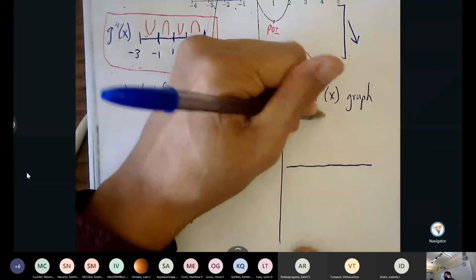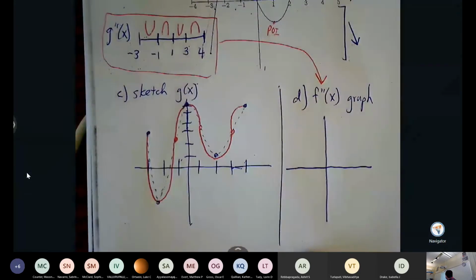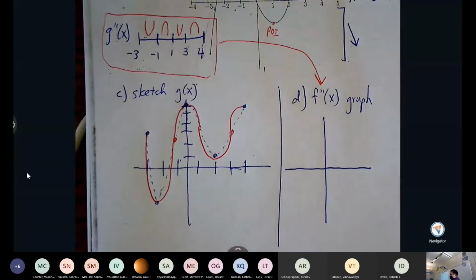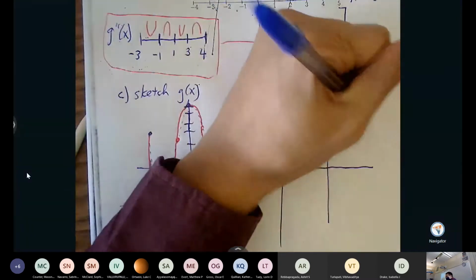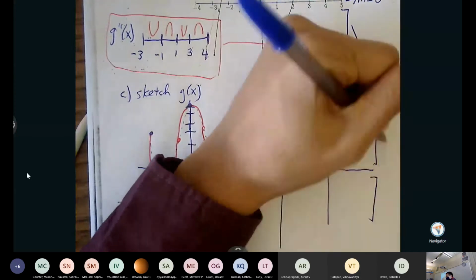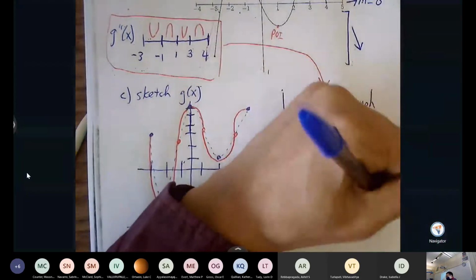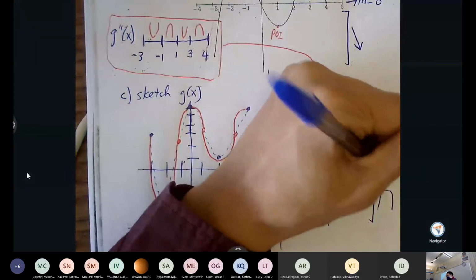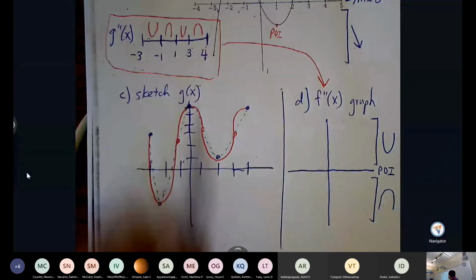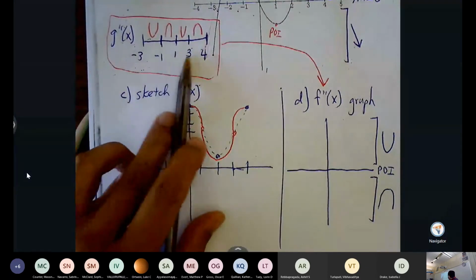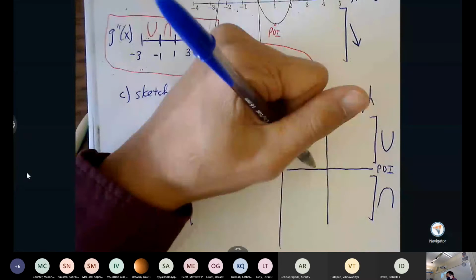Here's my coordinate plane. But the y-axis represents something else, right? It's not location, it's not slope, now it's concavity of the original function. So I like to label what I'm looking at here. X-intercepts are going to be my points of inflection.